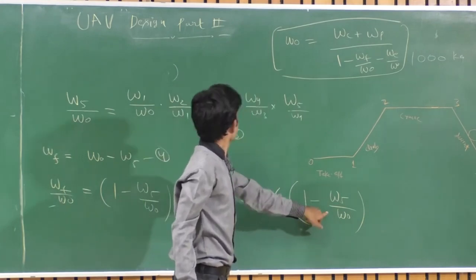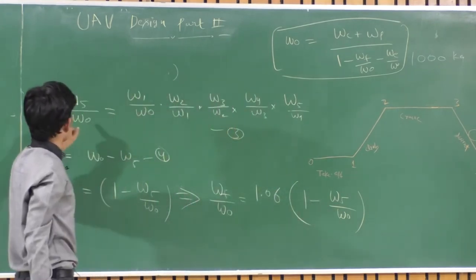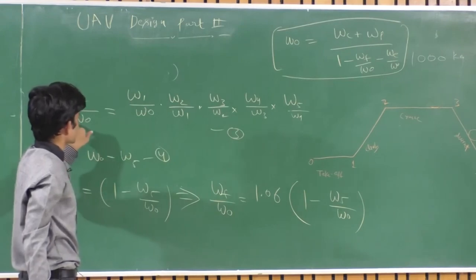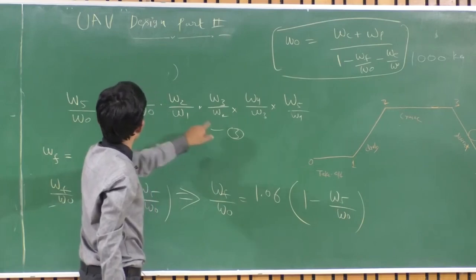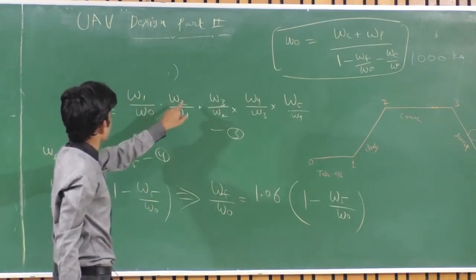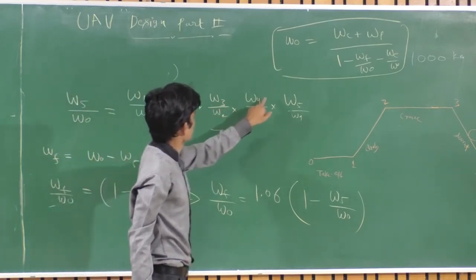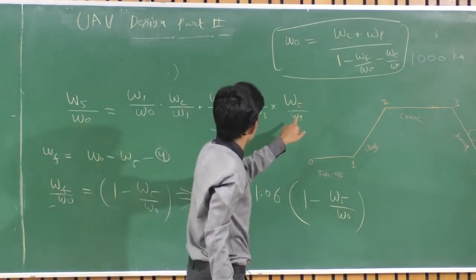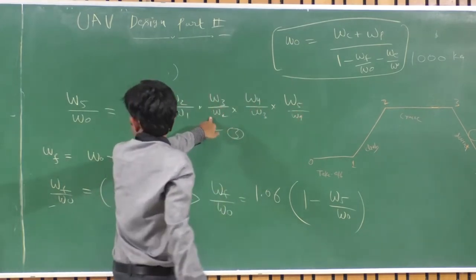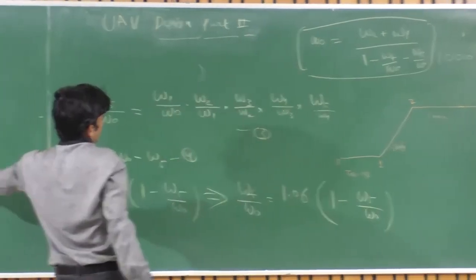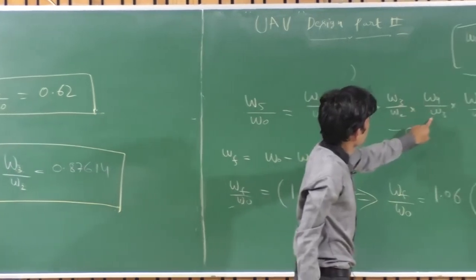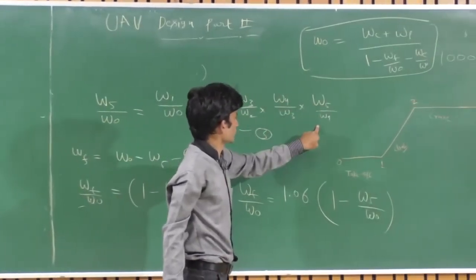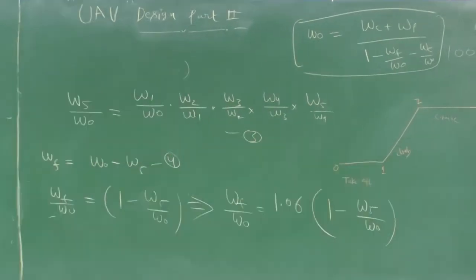And for this WF by W naught, W5 by W naught, we are getting from equation 3. So in order to find WF by W naught, we need W1 by W0, W2 by W1, W3 by W2, W4 by W3, W5 by W4. So W3 by W2 we have already found out. So now we want W1 by W0, W2 by W1, W4 by W3, and W5 by W4. So every value is important.